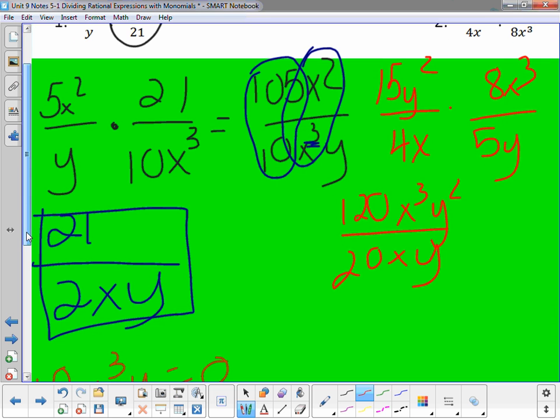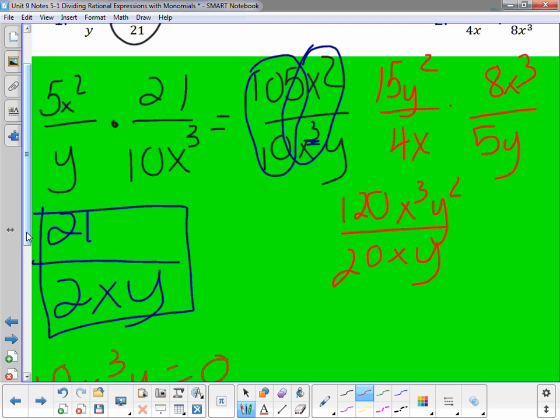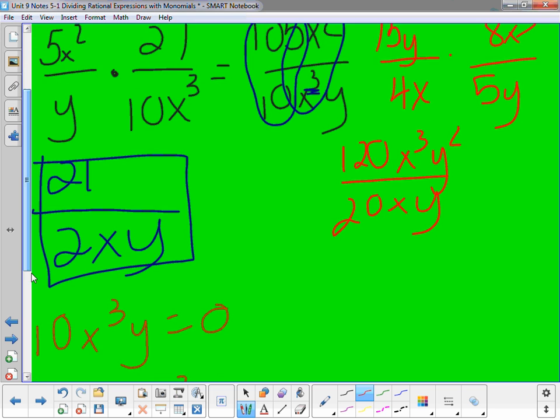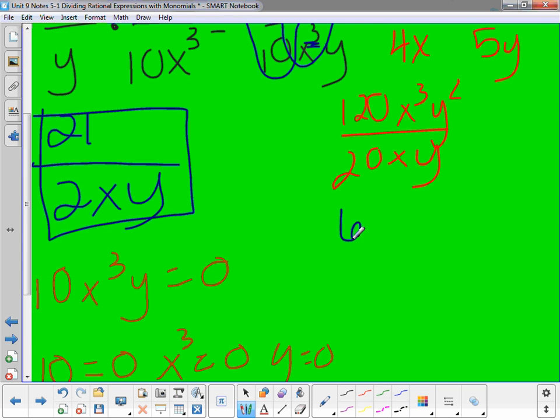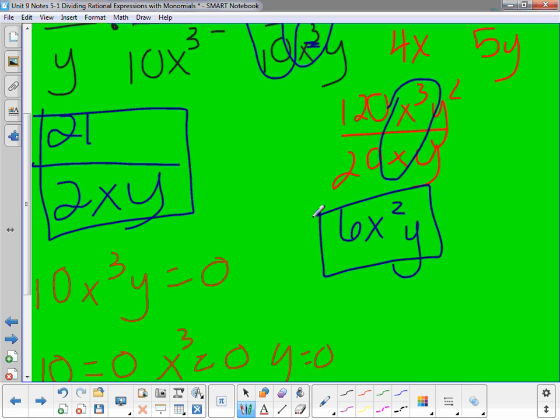So then we want to go through and simplify this fraction. 120 divided by 20 is actually a whole number. It's 6. If you wanted to write it as a fraction, you could write it as 6 over 1, but I'm just going to write it as 6 for right now. Now I want to reduce x cubed over x to the first. Subtract those exponents and you get x squared. Then we have y squared over y to the first, and we're left with y. So that's our final answer.